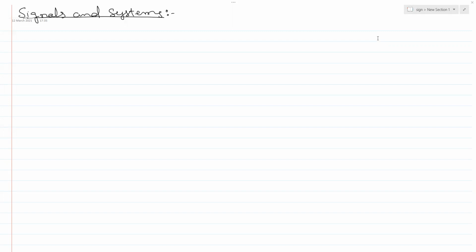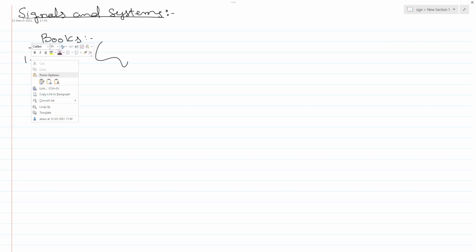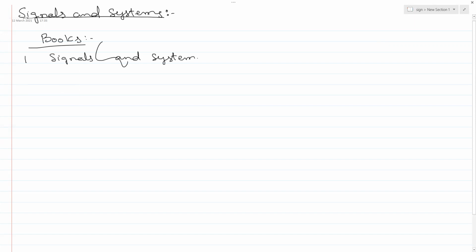Before going into detail about the basics of signals, I will recommend some books. You have some important books which you can go through regarding the same. I will write them down here. These are the fundamental books which you can consult. First one is Signals and Systems by Oppenheim. Very important book.